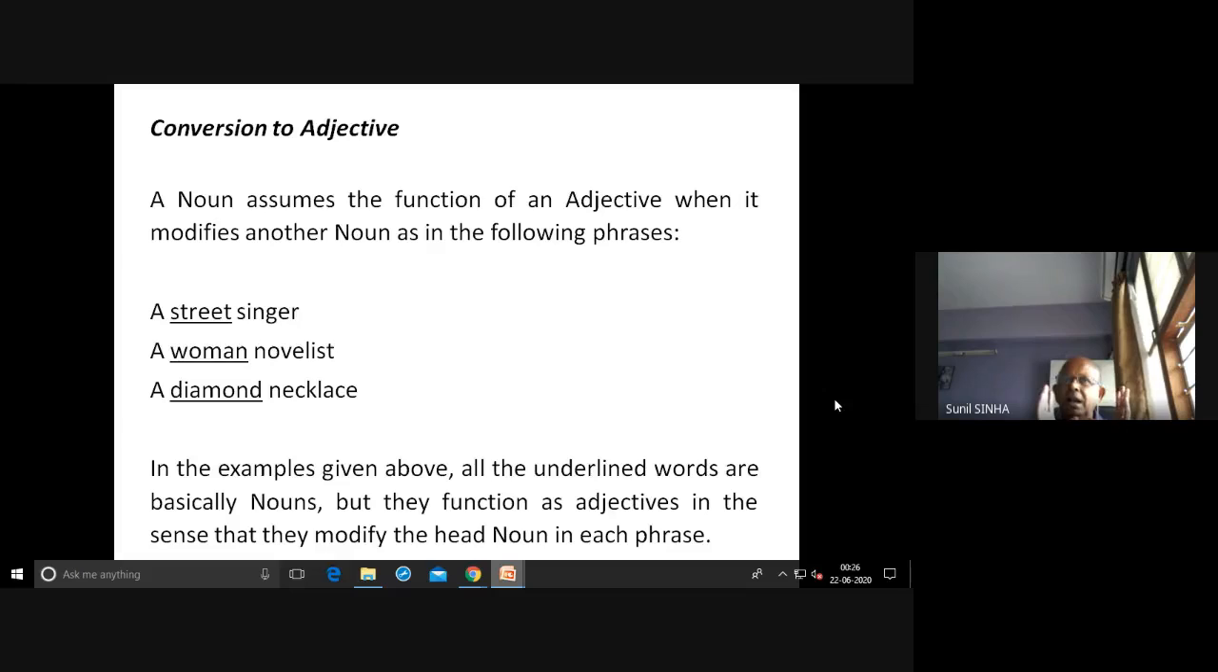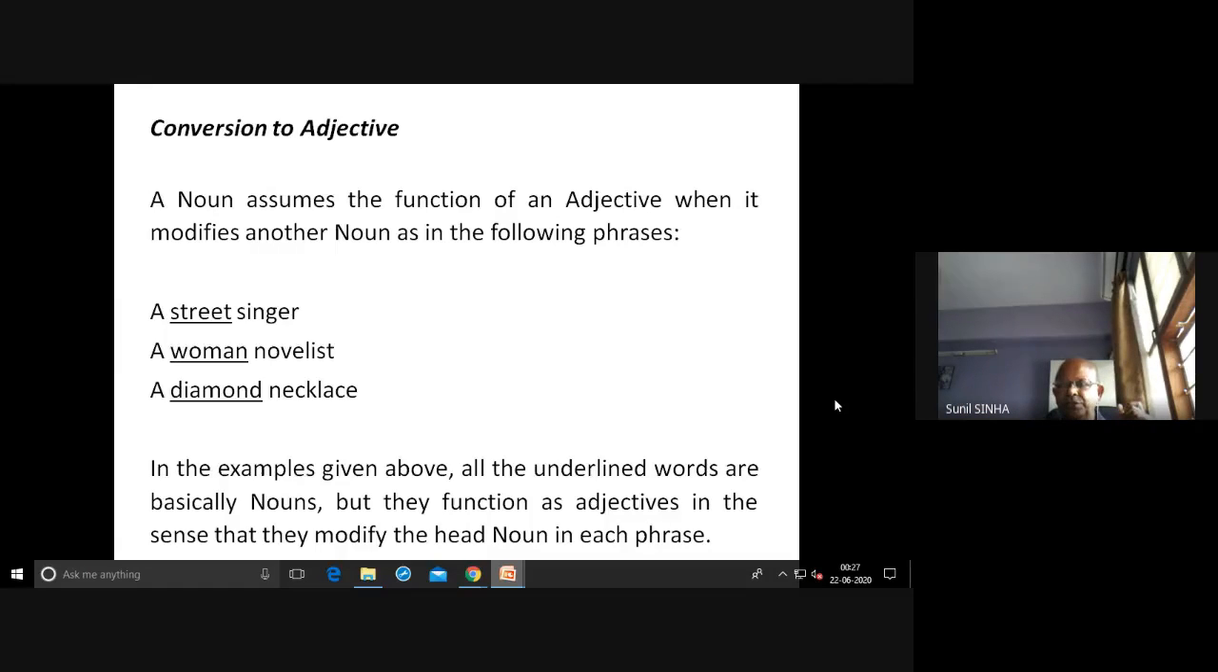Now, noun can also be used as an adjective when it modifies another noun. For example, look at this phrase, a street singer. Instead of a good singer, you have a street singer. In a good singer, good is an adjective. A singer who is good is a good singer.